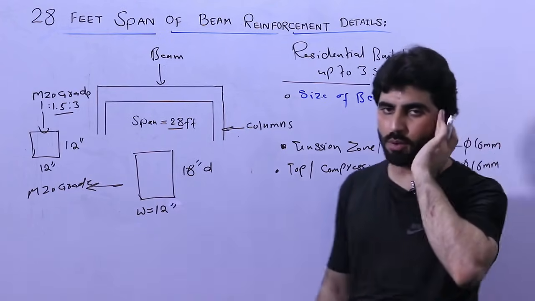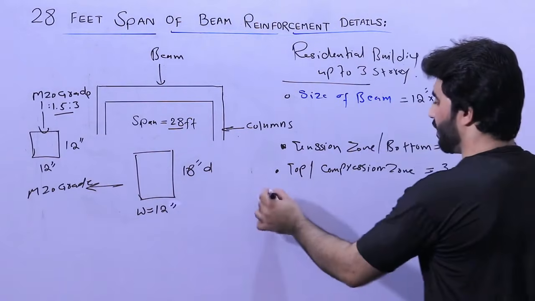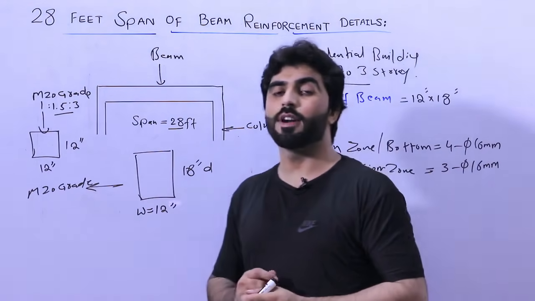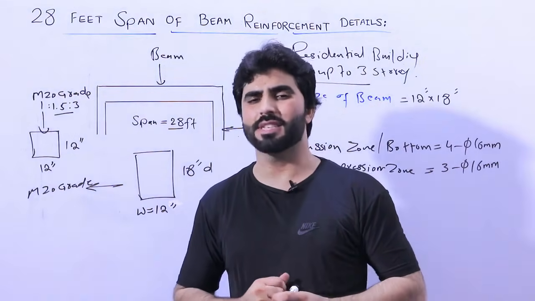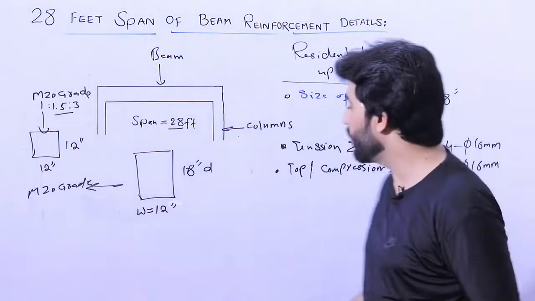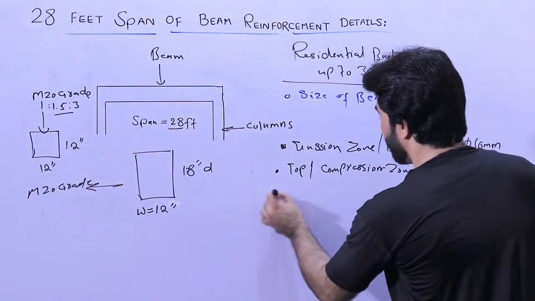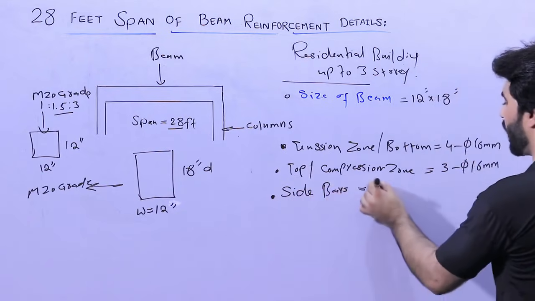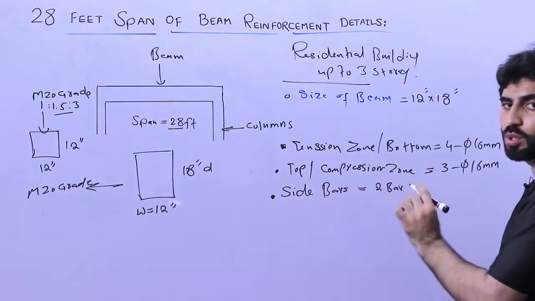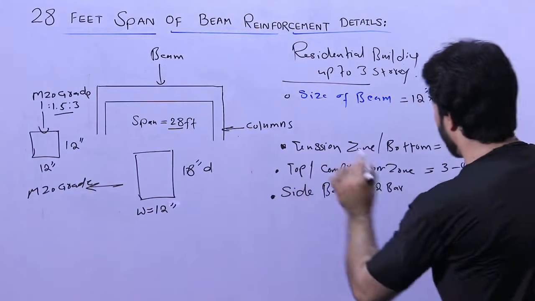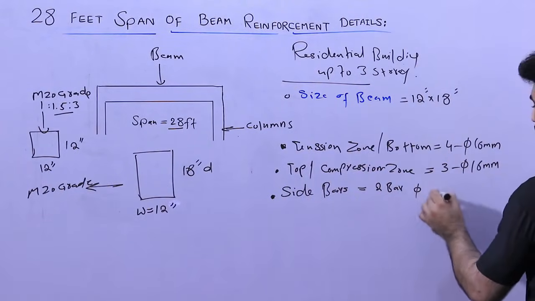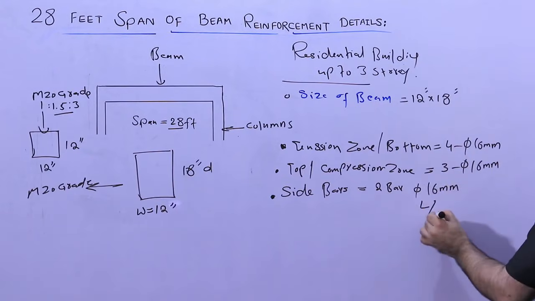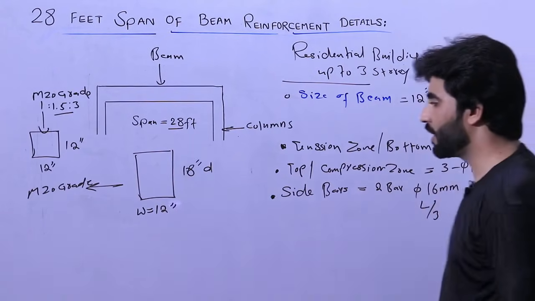I did already this design for one of my client. I did the calculation, so therefore I am not wasting your time. From where you can take the size of the beam, in many videos I have already discussed. So now I am guiding you. The other one guys, side bars. We provided 2 side bars. I am guiding you now practically, and the dia was 16 millimeter, but at the distance of L by 3. Now let me guide you in detail for this.